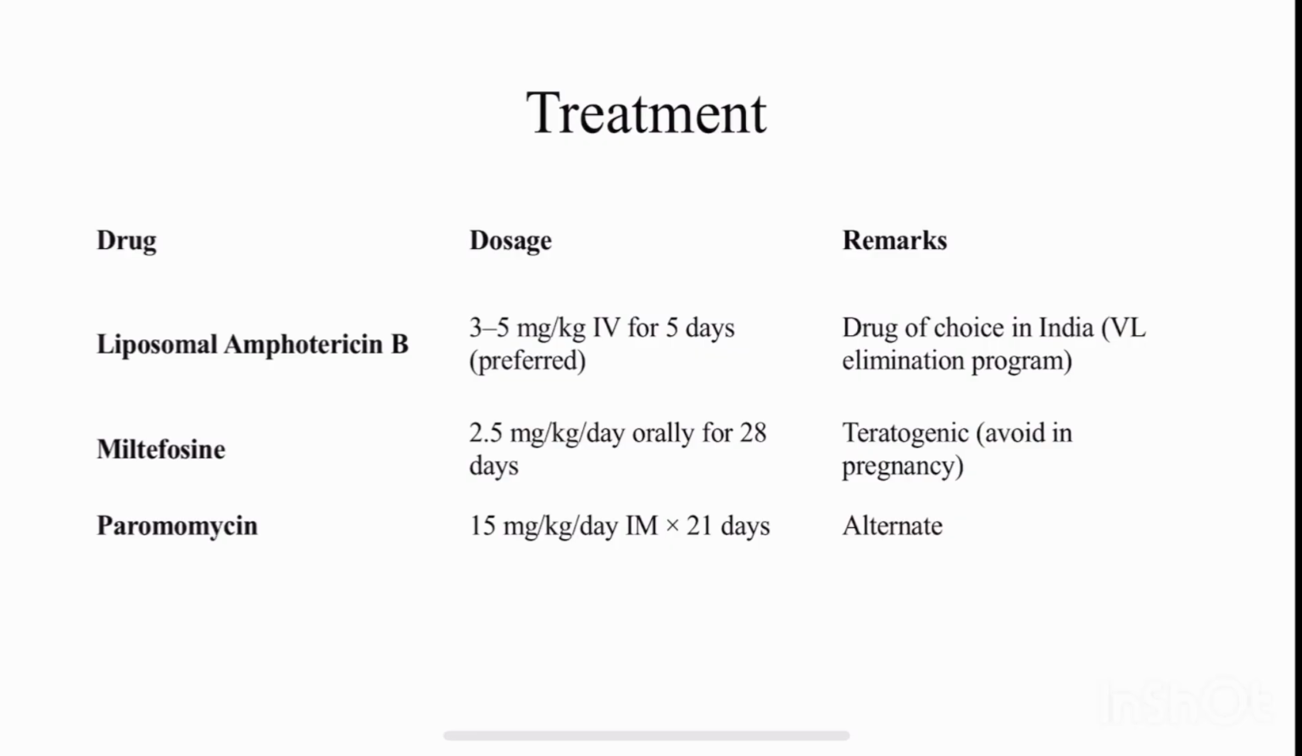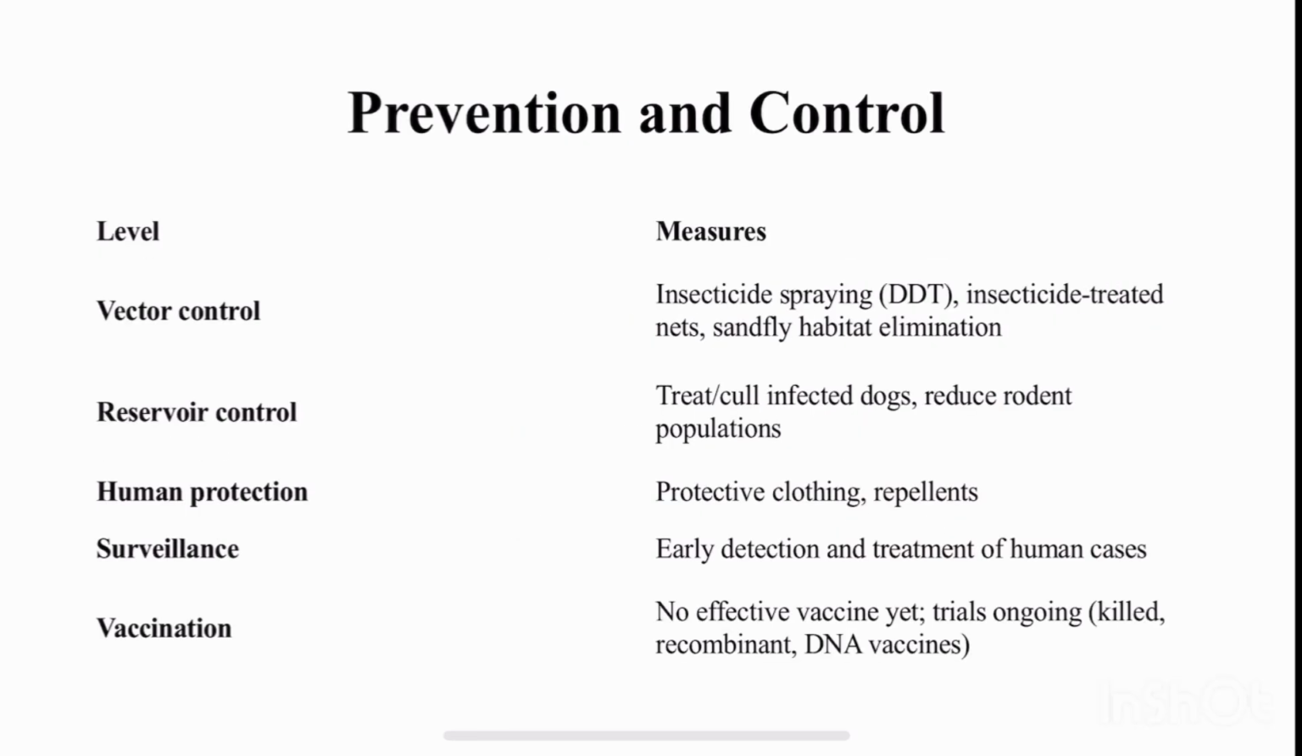And paromomycin is 50 mg per kg per day, IM for 21 days, alternate days. Okay, so prevention and control: because this is caused by the female sand fly, vector control is important. So insecticide spraying, mainly DDT, or insecticide-treated nets, or sand fly habitat elimination will lead to abrupt stopping of the disease. Reservoir control: treat the infected dogs, rodents, or population that have this disease, so it will again cause the stop of the disease.